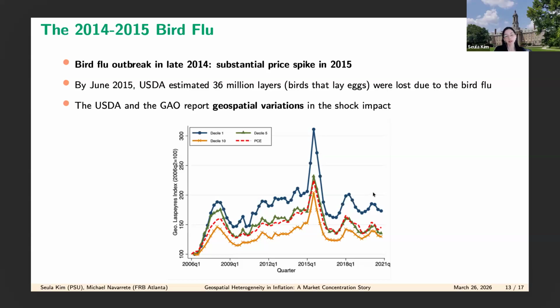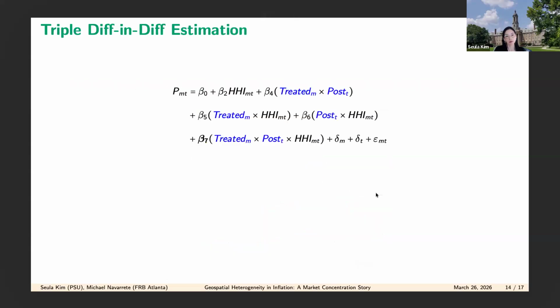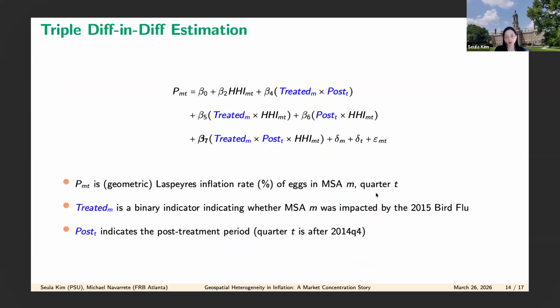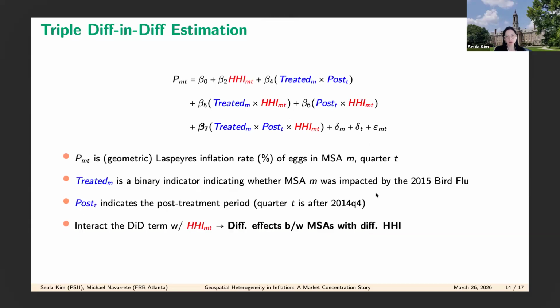And based on the government records, there seem to be substantial geospatial variations in the impact of this shock. So using this information, we implement the following triple difference estimation. So we use the Las Vegas inflation rate for eggs at the MSA level again. And then we identify those MSAs impacted by the shock using the government records and indicate them using this variable named treated. And also we use another dummy indicating the post-treatment period and further interact them with the MSA level market concentration measured by the HHI index. And we measure this at the quarter prior to the shock.